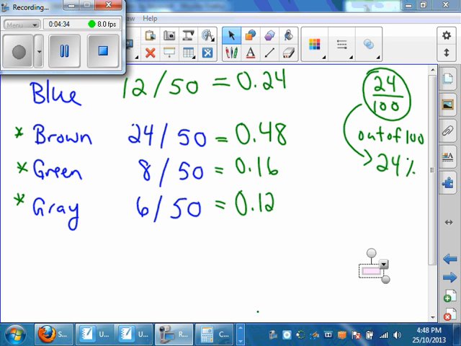When we do our calculations, we can see that if you have 24 students out of 50 that have brown eyes, you have 0.48, or 48 hundredths, which, as we know, translates to 48%. If you have 8 out of 50, you're going to have 0.16, or 16%, and if you have 6 out of 50, you're going to have 0.12, or, as you know, 12%.